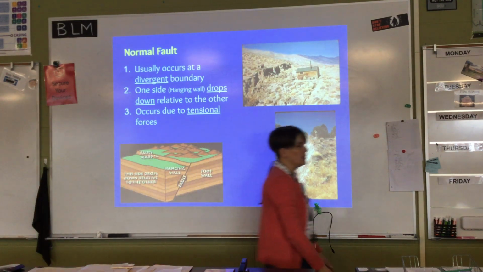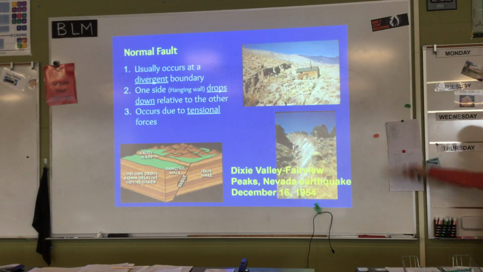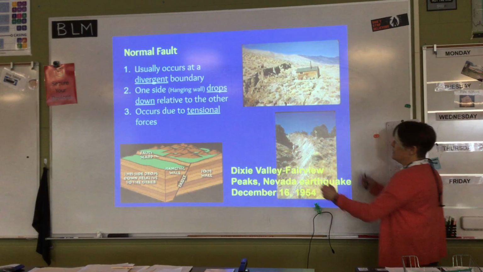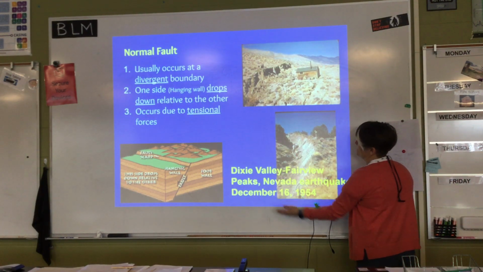I think it's called a graben or something. Good? Tensional forces at a normal fault. This is just saying Nevada had an earthquake in 1954, so the land was being pulled apart, and this thing just dropped down.